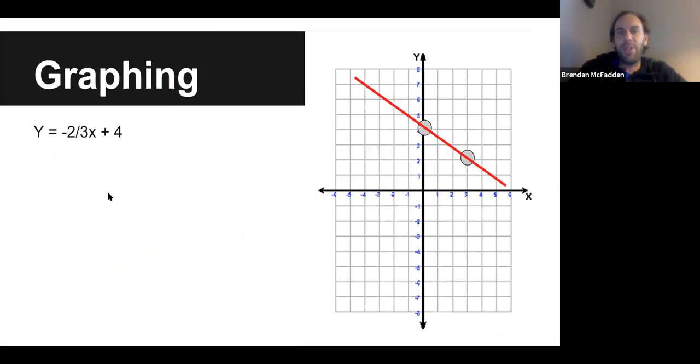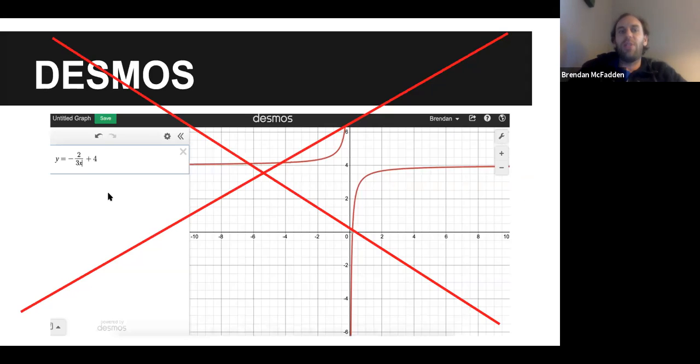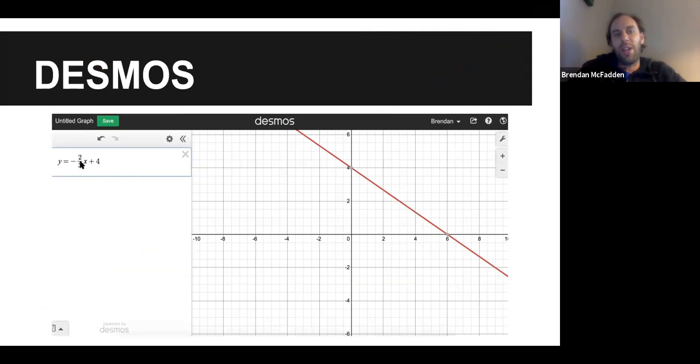Again, we did it already. We know it should be linear. So it should look like this. Again, make sure that x is not on the denominator of your fraction, or it's going to give you a different graph that is non-linear.